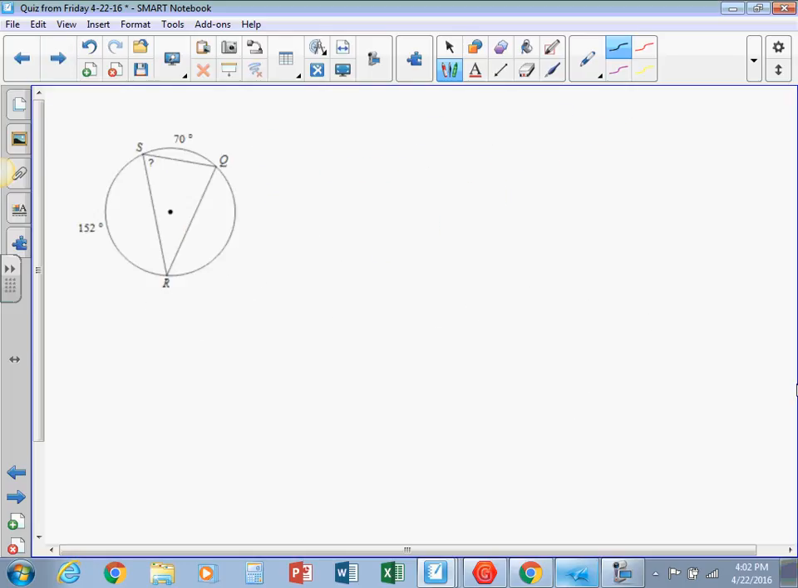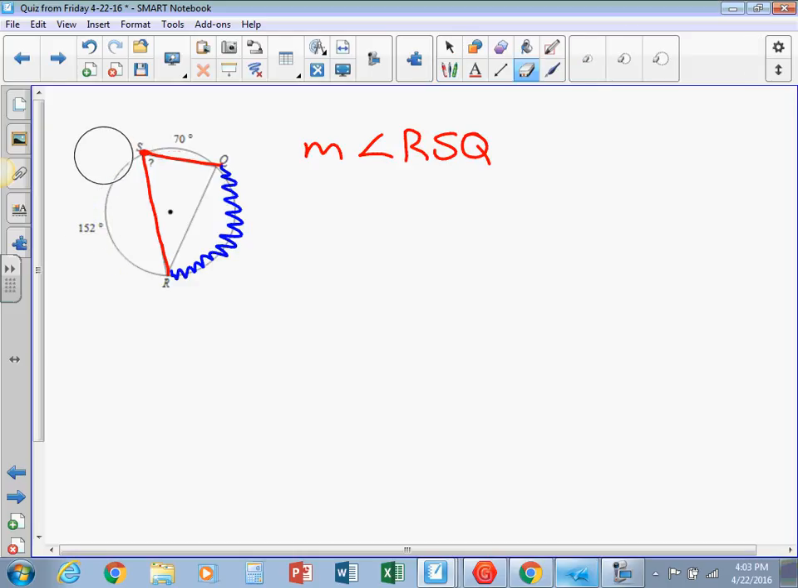Last one. So looking at this one, this time I want to know what is the measure of RSQ. Again, I have to think, what kind of angle am I dealing with? And it's definitely an inscribed angle because that vertex is on the circle. So if I could just figure out what its intercepted arc is, I would be in good shape. I think that's pretty easy to do. They give me that from R to S, so over here is 152. They tell me that from S to Q right here is 70.